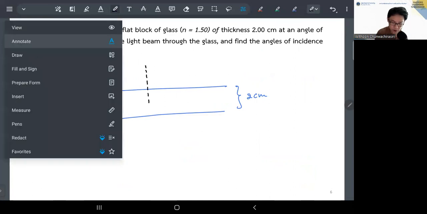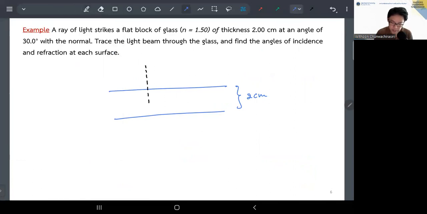So I can draw nicely one here. Let me say, it hits at 30 degrees right there. Let me use red or green then. There you go. Bam. It hits at 30 degrees. And trace the light beam through the glass and find the angles of incidence and refraction at each surface.